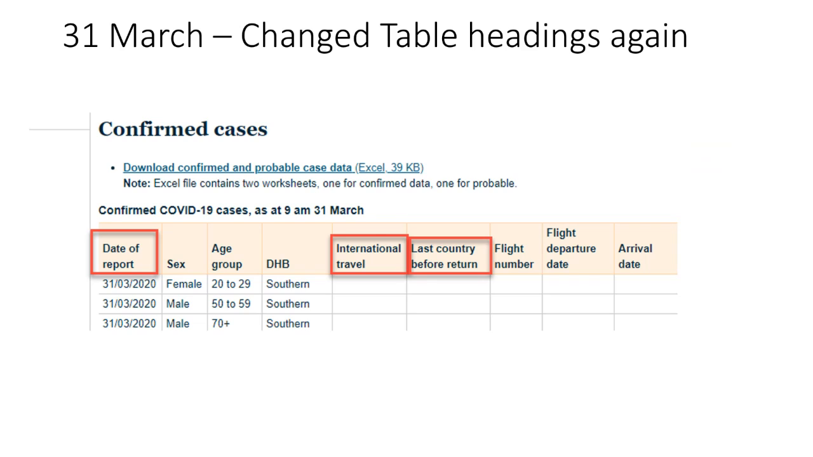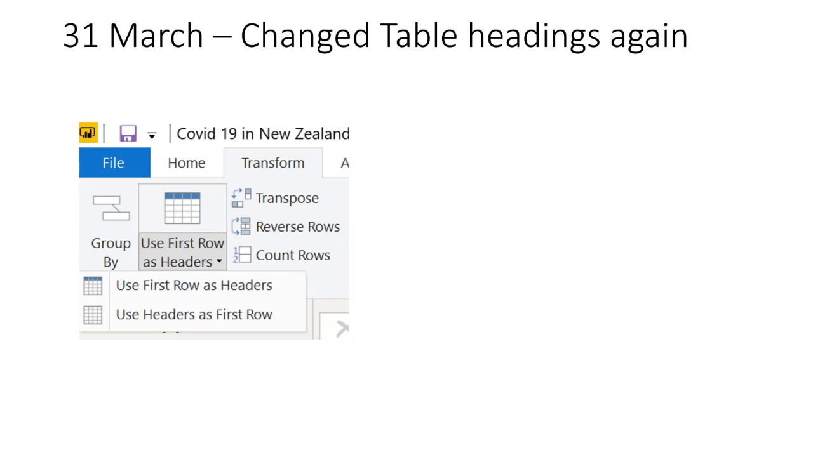The next day they changed some of the table headings again, and by that time I'd had enough, and I thought, there must be a better way to do that, really. So what I did was I imported the data, and by default Power BI does a little bit of intelligence looking at the data, and if it thinks that the first row of data might be headers, then it will use that command to use the first row as headers.